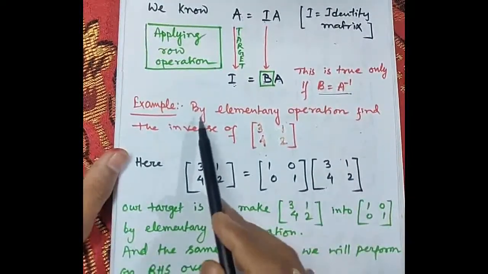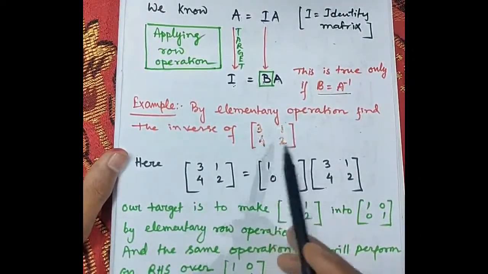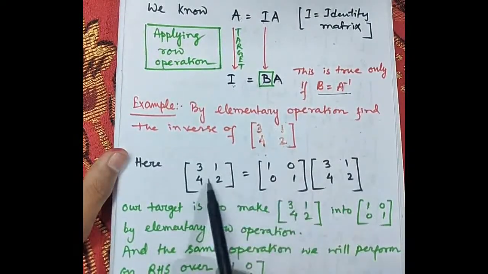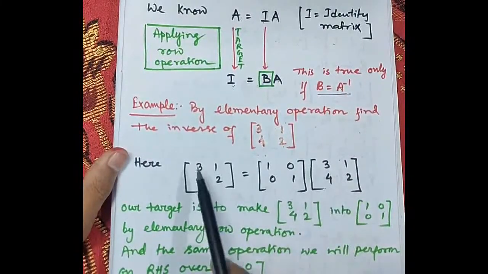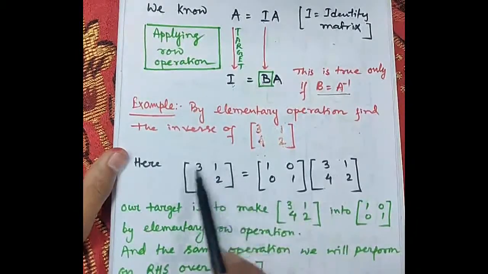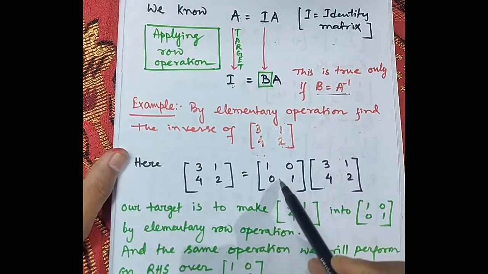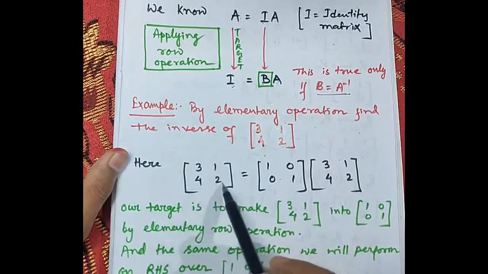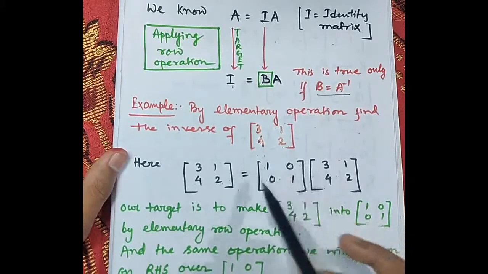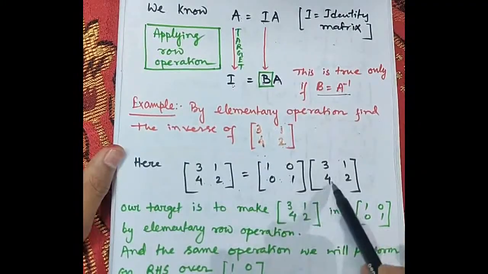Just see the example. By elementary row operation, you have to find the inverse of the matrix 3, 1, 4, 2. That means we can write, suppose this is the A matrix. So A equals I into A, we can write 3, 1, 4, 2 equals I, meaning 1, 0, 0, 1. Whatever order is given in the question, the same order identity matrix you have to take here. So 3, 1, 4, 2 is order 2 by 2, that's why I have taken 1, 0, 0, 1. Here also order 2 by 2. So the A matrix I have written like this, A equals I into A.